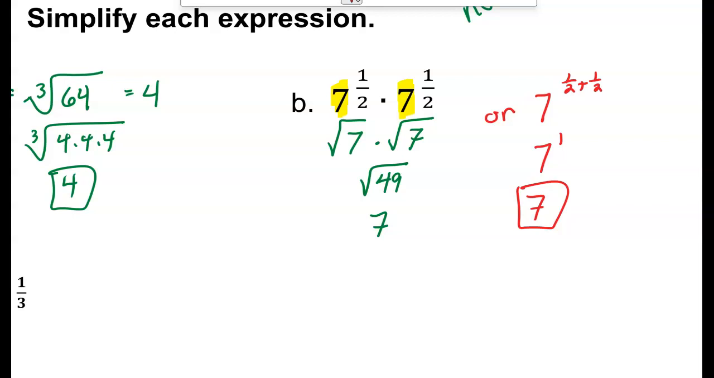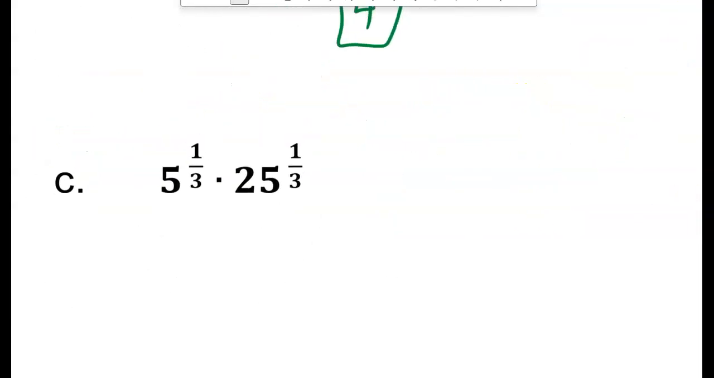Would you agree? But here's the thing. You can't leave it square root of 7 times square root of 7. You actually have to multiply. Okay? If they're the same root, you got to multiply. All right. Let's look at the next one.